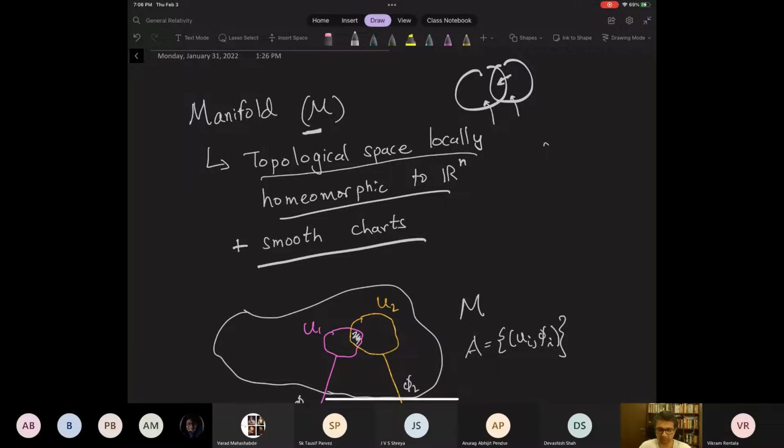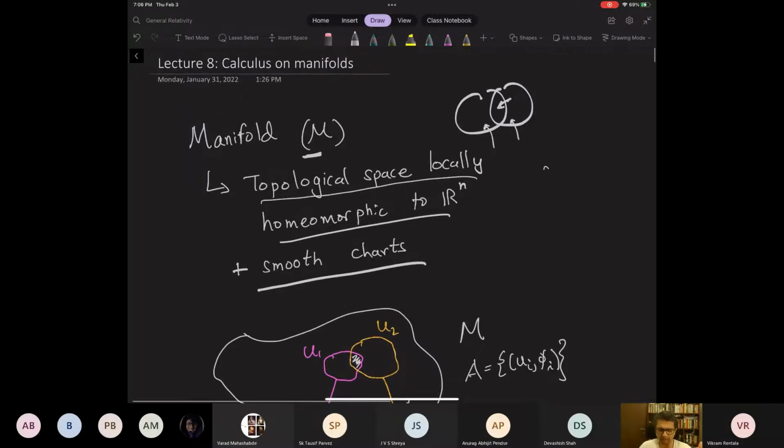And also, now we will be able to develop notions of calculus on manifolds. So that's what we're going to focus on today: how to do calculus on manifolds. This notion of smoothness is going to help us do calculus on manifolds.